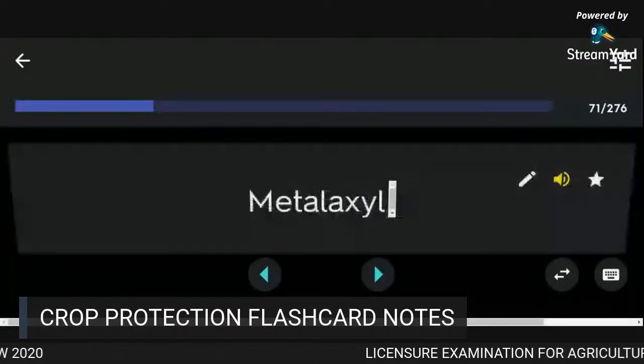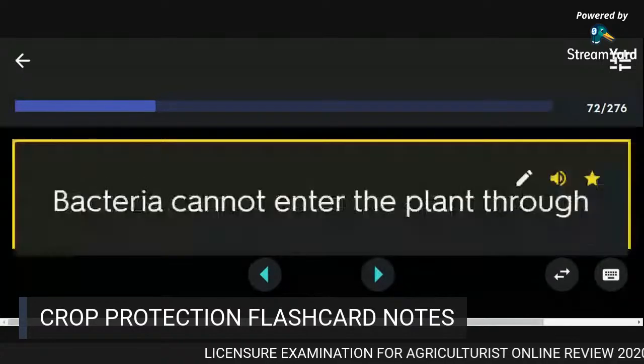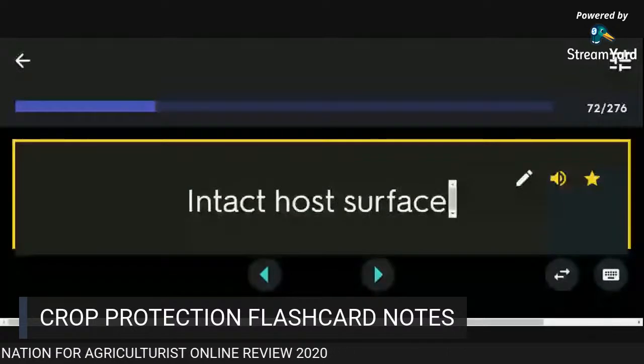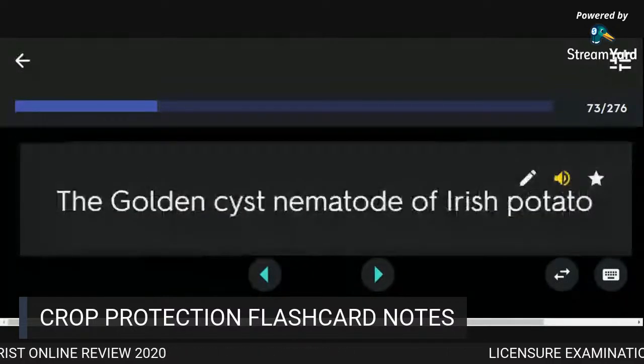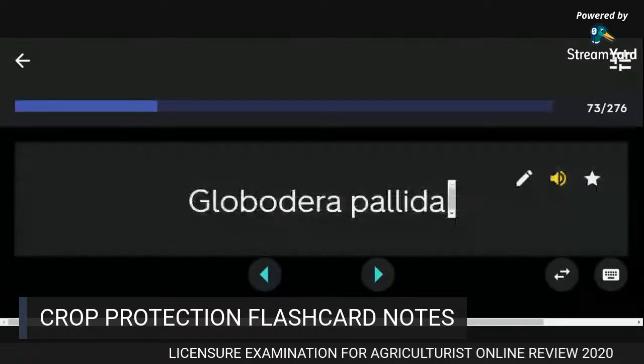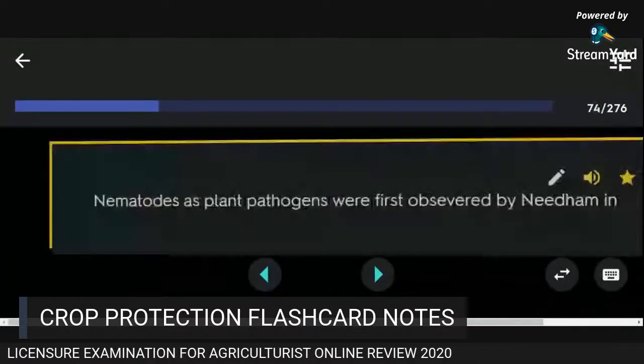Bacteria cannot enter the plant. Intact host surface. The golden cyst nematode of Irish potato. Globodera pallida. Nematode.